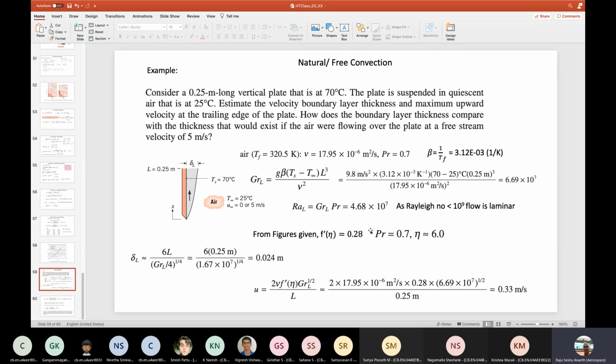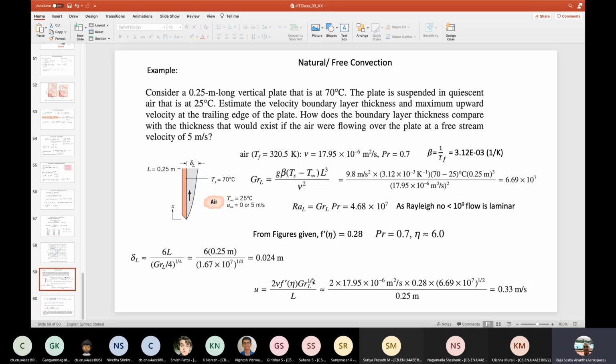From the actual curve, I can solve for delta L: this is L divided by the Grashof number over 4, to the power of 1/4. Remember eta was L over delta L. So I multiply the length and the Grashof number divided by 4, and it's 0.024. The boundary layer thickness at the end of the plate will be 24 millimeters. The velocity at that end, again, I can go back to that curve I showed you. It's about 0.33 meters per second. It's very, very low, extremely low.